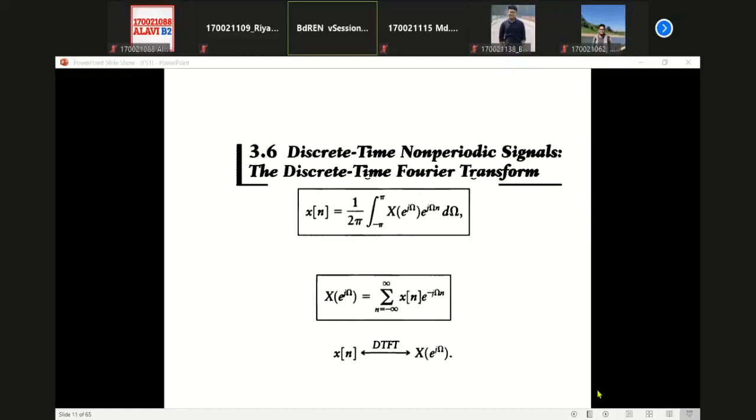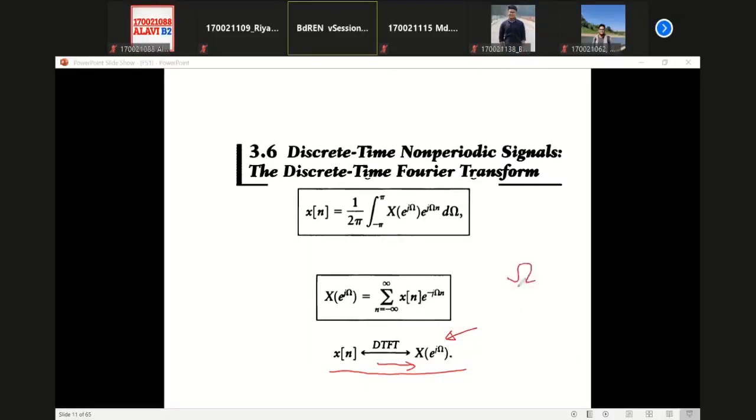Here in this case, the Fourier series is not applicable. We will be using the Fourier transform. This is the transform technique, and it is bidirectional. If we have an x[n], it can be transferred to the frequency domain by a quantity X(e to the power j capital omega). When this function appears, we have to understand that this is the Fourier transform of a discrete time aperiodic signal.